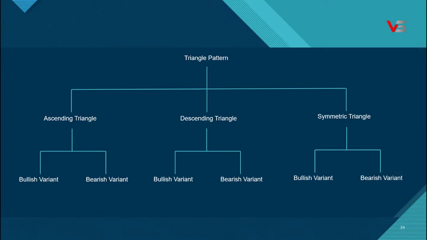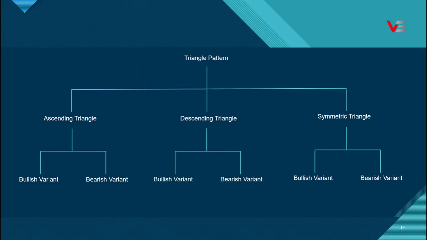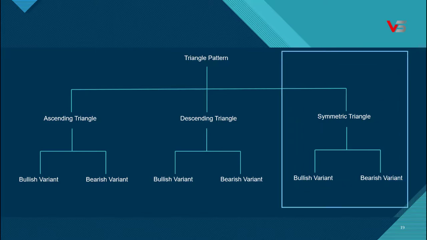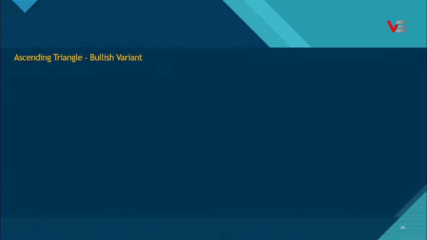In this complete video, we are going to see the ascending triangle for bullish and bearish variants. The next two videos will be uploaded for the descending and symmetric triangle patterns, for both bullish and bearish variants. Now we will see the ascending triangle pattern for both variants in a small presentation. Then next we will see in a practical session on the TradingView website how to take entry, exit and stop loss in a script.